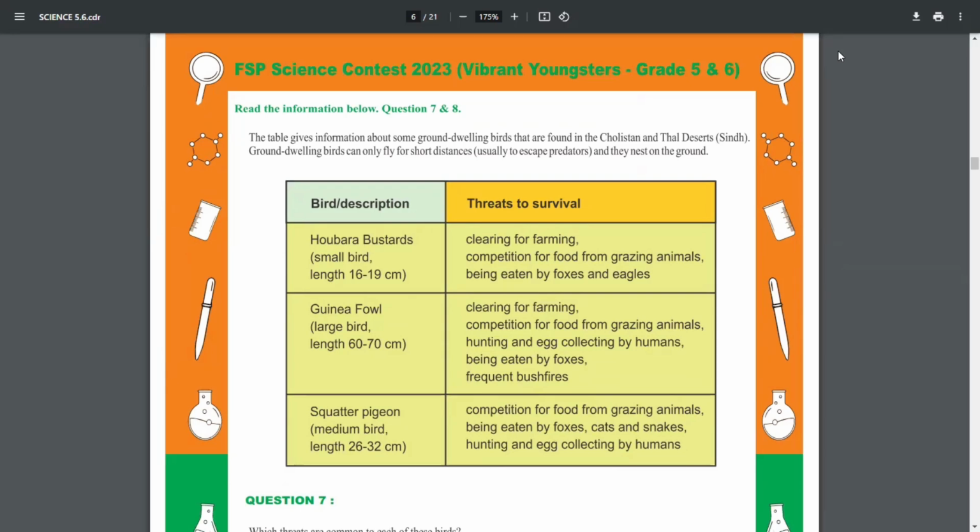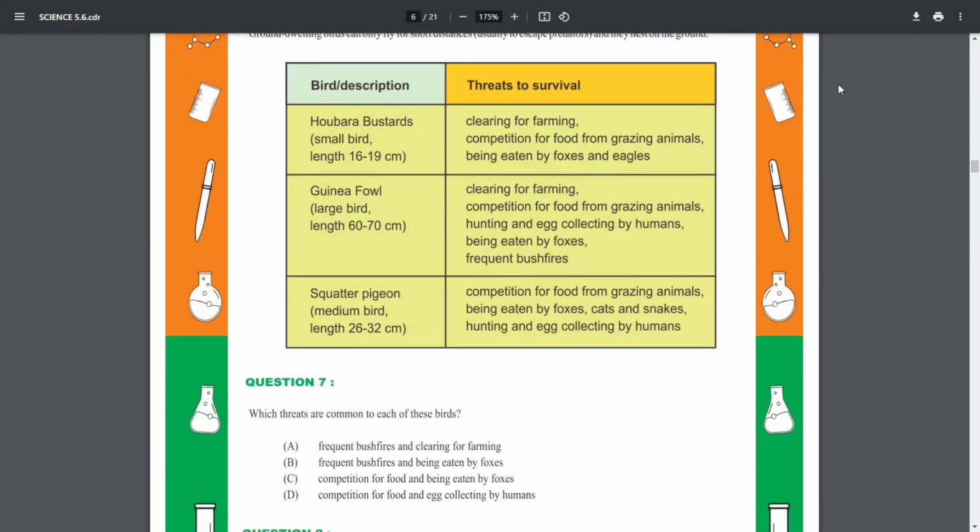Read the information below. The table gives information about some ground-dwelling birds that are found in the Cholistan and Thar deserts. Ground-dwelling birds can only fly for short distance, usually to escape predators, and then nest on the ground. Question 7. Which threats are common to each of these birds? The correct option is C, competition for food and being eaten by foxes.